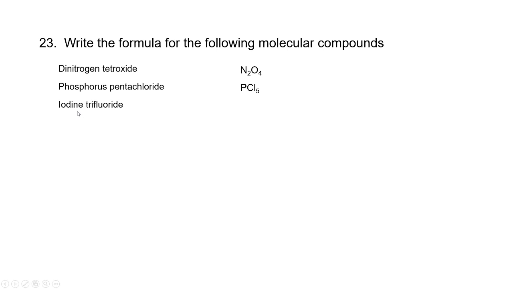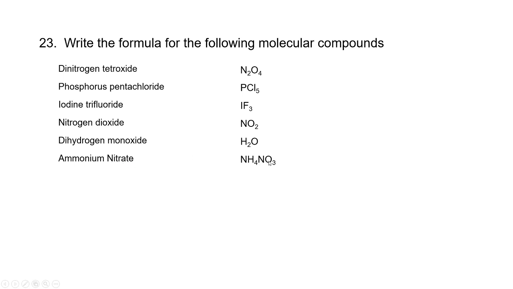Iodine trifluoride, again, 1 iodine, 3 fluorides, IF3. Nitrogen dioxide, 1 N, 2 O's. Dihydrogen monoxide, 2 H's, 1 O. That's water, H2O. Ammonium nitrate, to answer this, you'd have to know your polyatomic ions. Ammonium is NH4, nitrate is NO3. Ammonium has a charge of +1, nitrate has a charge of -1, so NH4NO3.